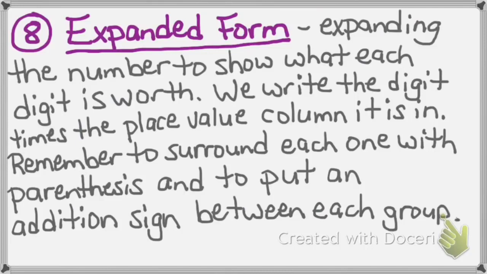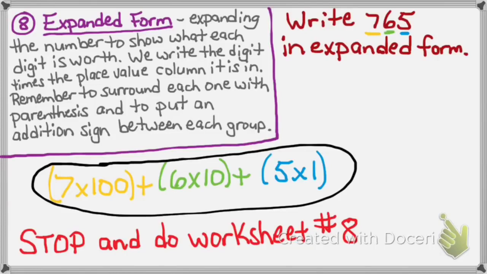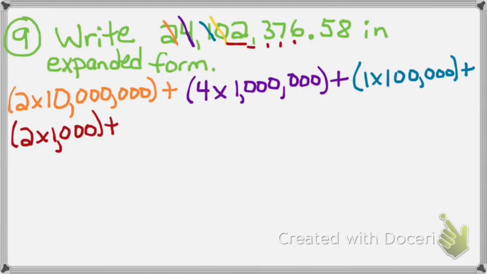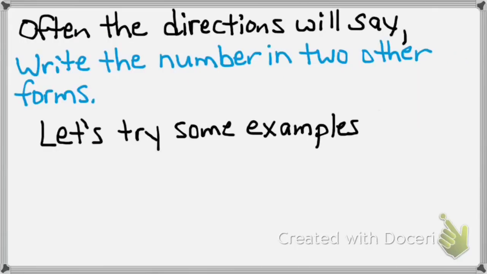Our final form is expanded form, expanding the number to show what each digit is worth. We write the digit times the place value column it's in. Remember to surround each one with parentheses and put an addition sign between each group. And this circle example is an example of 765 in expanded form. When putting a number in expanded form, remember if you get to a 0, like we see here in the yellowish gold, you can choose to write it in, or you can choose to skip it and move on to the next number.